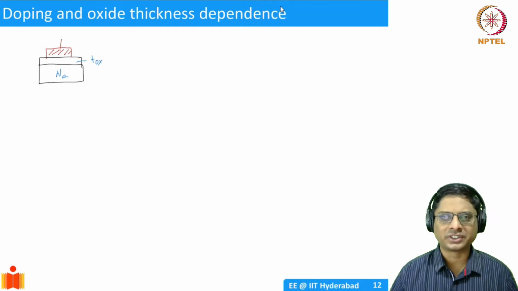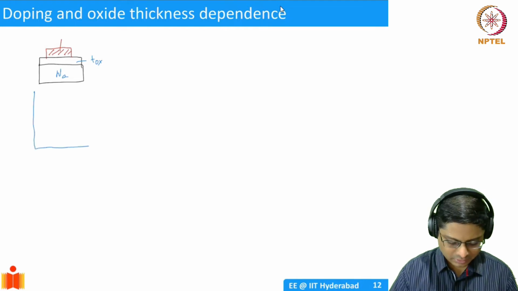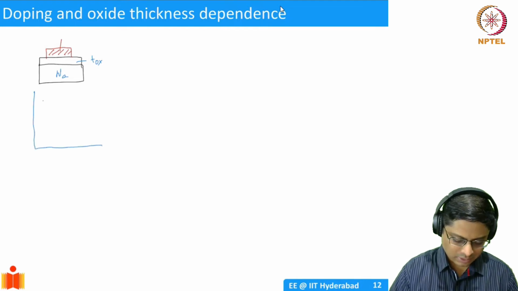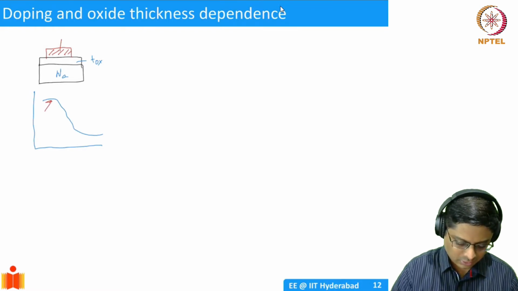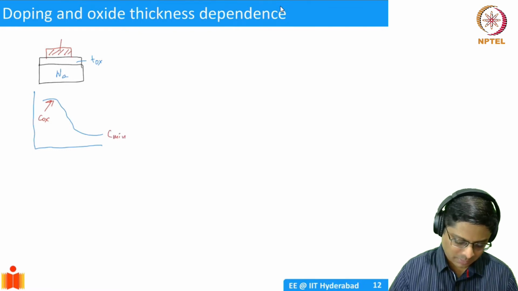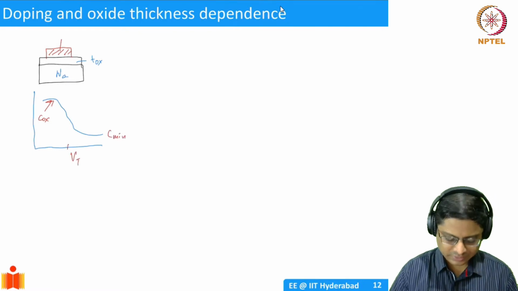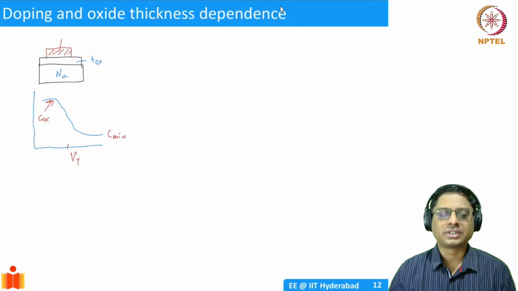If you measure the CV of such a device, we discussed a circuit for how to do this. If you do that, you end up getting a CV which looks like this. You have this COX and this is Cmin, and of course this is your VT. These are the three main parameters in the CV. So how do these things behave?